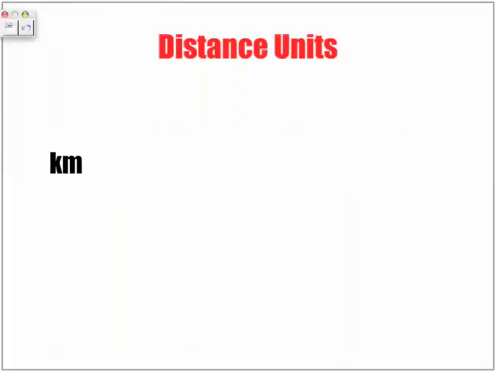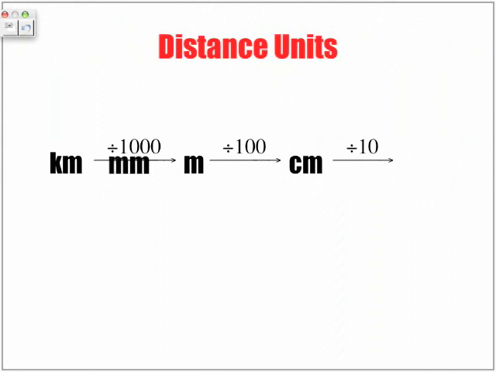Converting units. Now, when we're looking at distance units, let's start off from our highest set of units that we're going to be looking at. Kilometers, we're going to divide by 1,000 to get to our meters. From meters, we're going to move to our next set of units, which is centimeters, and to do that, we're going to divide by 100. That will give us our centimeters. Now, from centimeters to go to our lowest set of units, our millimeters, we are going to divide by 10.